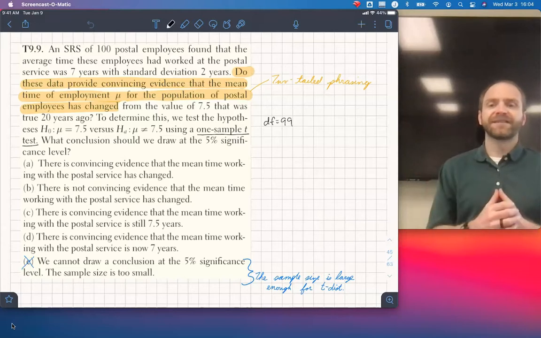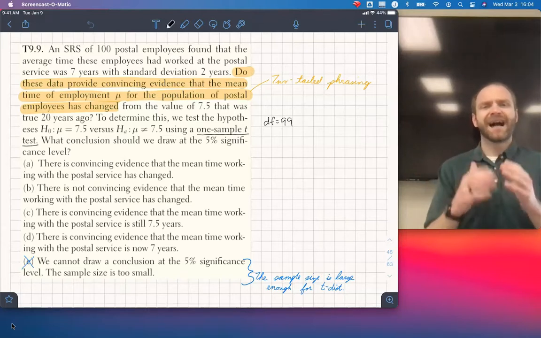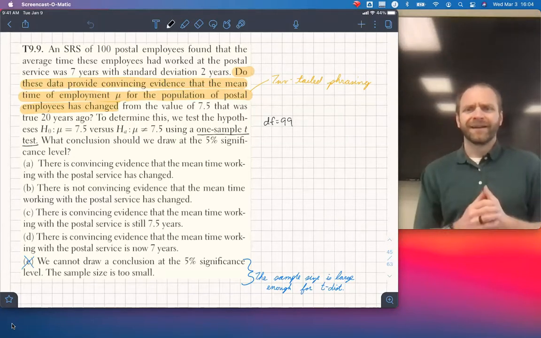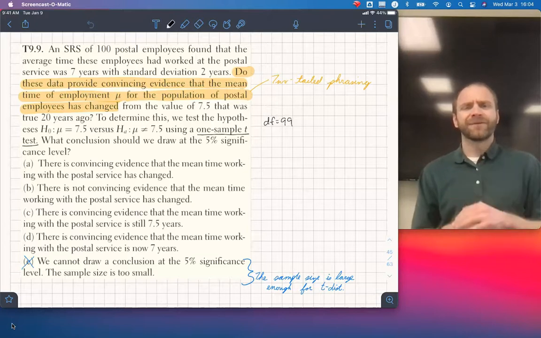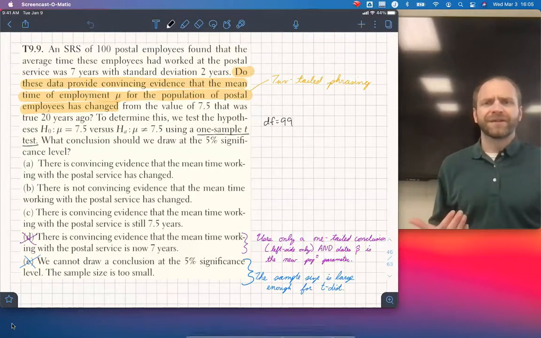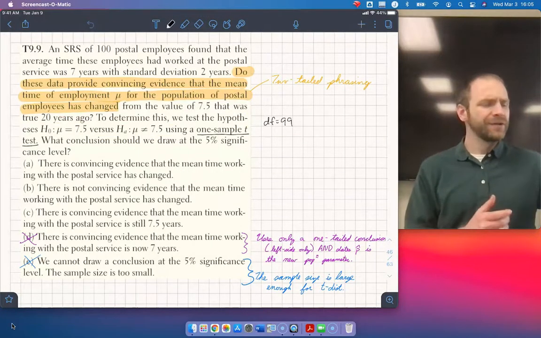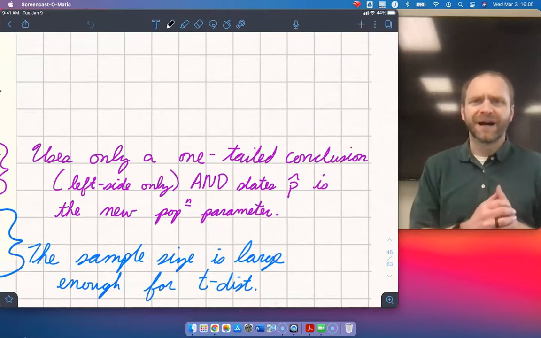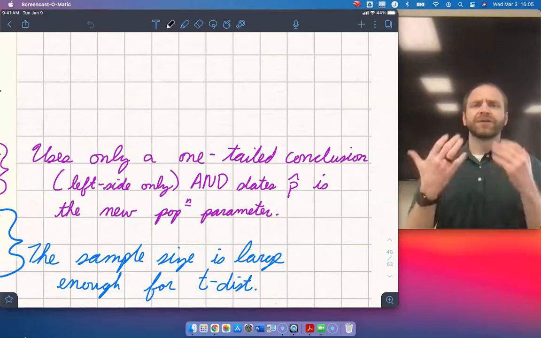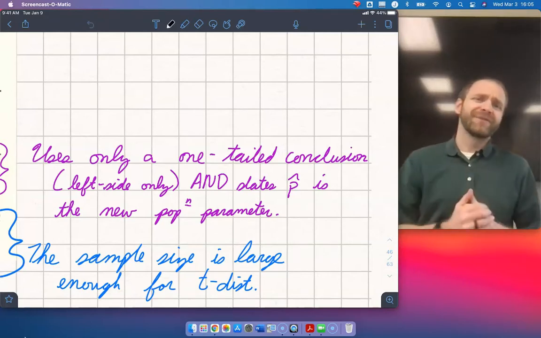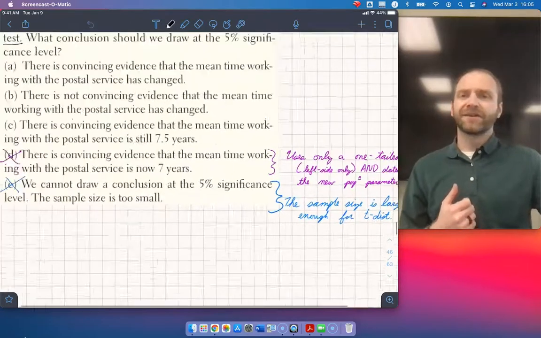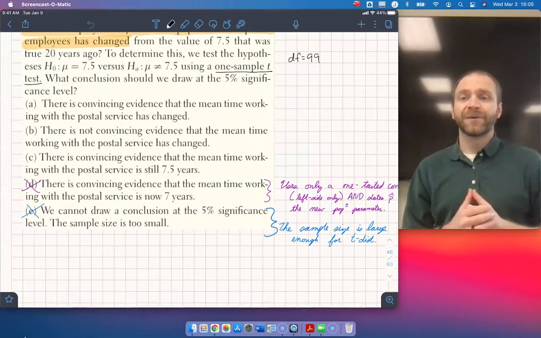There is convincing evidence that the mean time working with the Postal Service is now 7 years. Well, hold on a second. What does that mean? Well, wait a minute. That's concluding the sample proportion. You don't conclude that the p-hat is the new population. Remember, you conclude you reject the null or you fail to reject the null. Also, by the way, this is a one-tailed conclusion. It's not stating the conclusion like it is a two-tailed test. So I know it's not D.